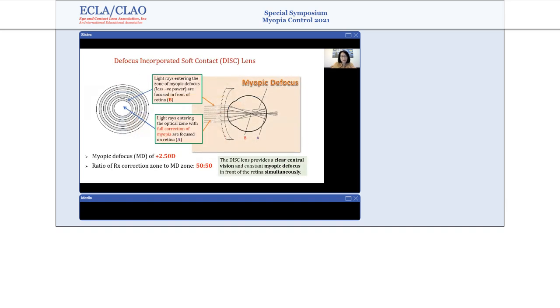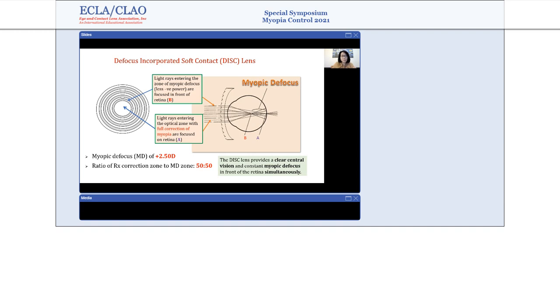We hypothesized the natural process of ametropization in the human eye is regulated by an equilibrium between the opposite hyperopic and myopic defocus. In our endeavor to identify an effective method, our first approach was a contact lens design and is named as the defocus incorporated soft contact lens, or simply the DIS lens.